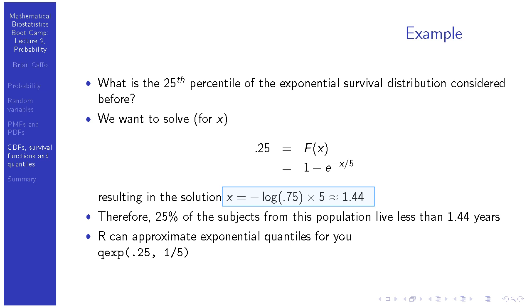How is that 1.44 interpreted? About 25% of the subjects from this population lived less than 1.44 years. You can get quantiles directly from R by the Q function, qexp in this case, because we're talking about the exponential distribution. So qexp gives you quantiles from the exponential distribution. pexp gives you survival or CDF probabilities from the exponential. And dexp gives you the density itself, and that rule R follows for most of the common distributions.